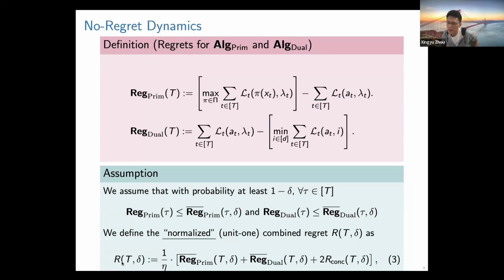You can see about this. This R_T delta is a normalized version of the combined regret from primal, from dual, and from the concentration. So now you can say, well, okay, we have a bound on this R_T delta, and what can we see, right?